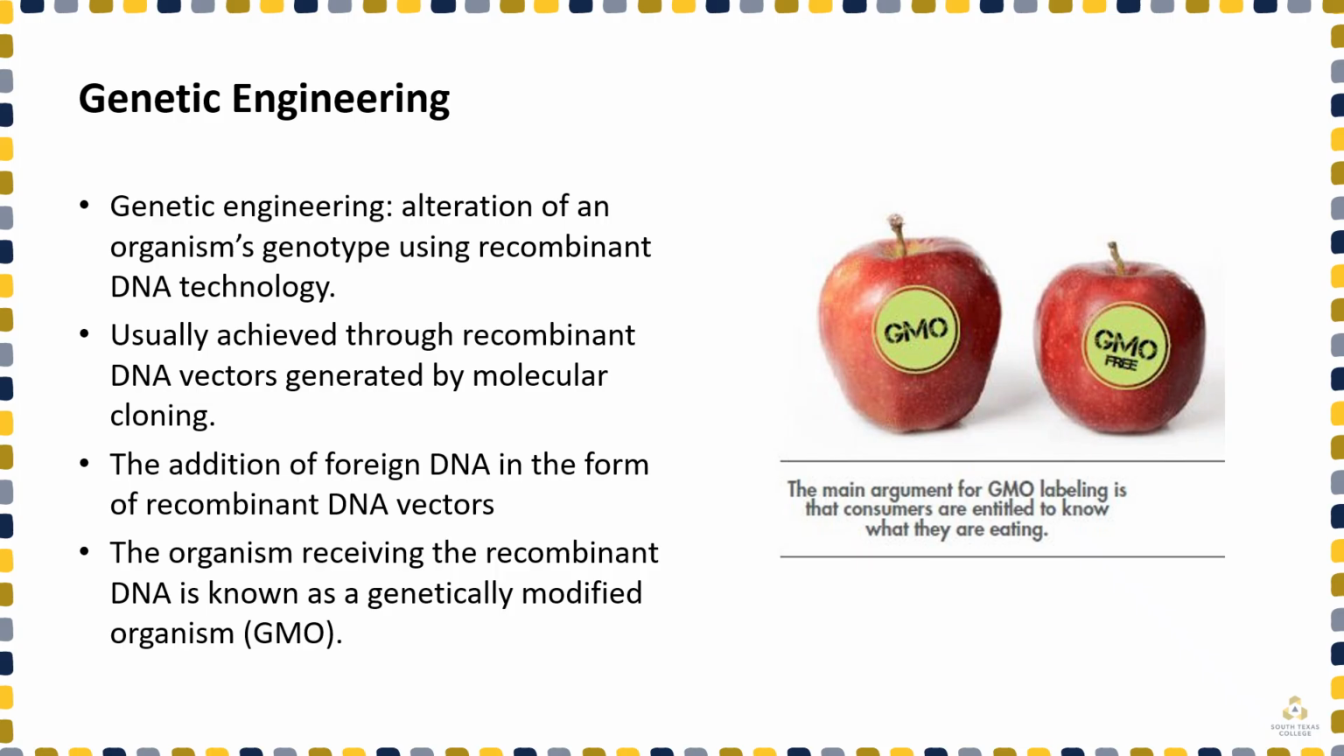The organism that receives the recombinant DNA is a genetically modified organism, GMO. If the foreign DNA comes from a different species, the host organism is transgenic. Scientists have genetically modified bacteria, plants, and animals since the early 70s for academic, medical, agricultural, and industrial purposes. In the U.S., GMOs such as Roundup Ready soybeans and boar-resistant corn are part of many common processed foods.